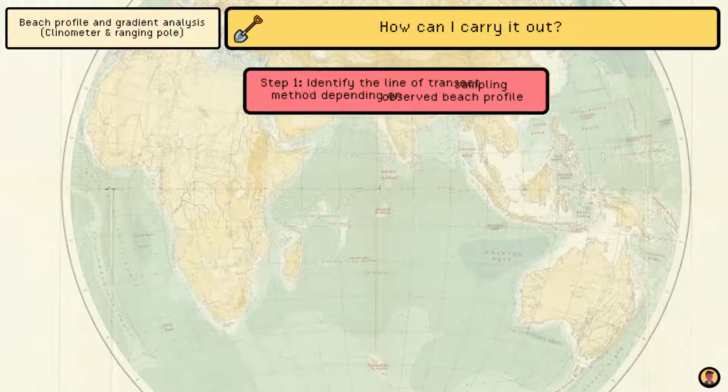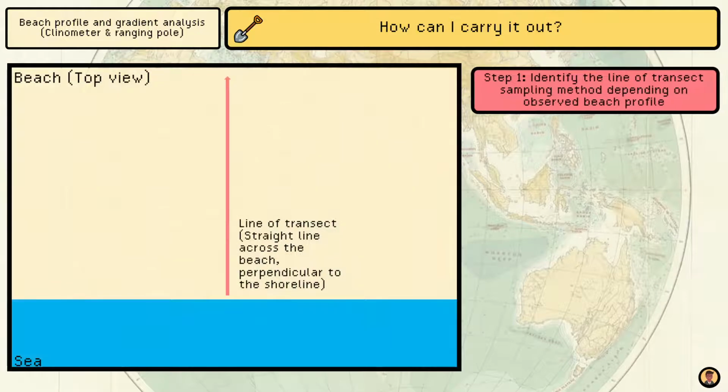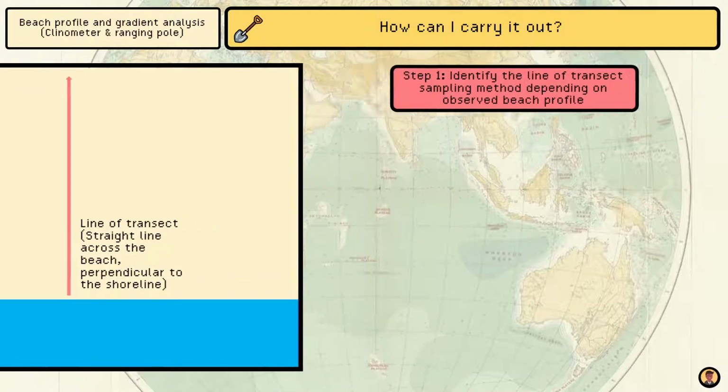So over here I have a diagram just to demonstrate to you. Basically what we have here is a top view of the coast or the beach. A line of transect is basically a straight line across the beach which is perpendicular to the shoreline. Basically it is 90 degrees to the sea. So it is a straight line that cuts across the beach, and that is known as the line of transect. So you want to identify this line that you're interested in studying first before you can do the other steps.